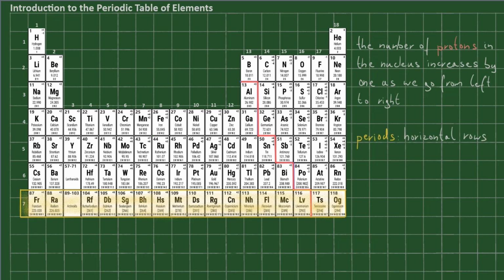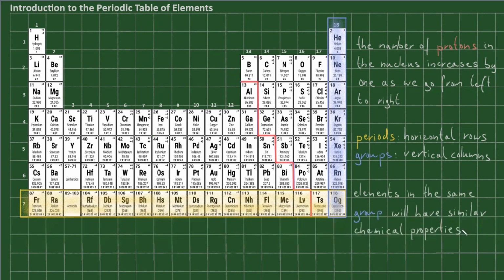Groups, on the other hand, are the vertical columns. And right now, in blue, I have highlighted the first group. And again, I can move the highlighted section to highlight the second group, third, fourth, and so on all the way across. So the groups are the vertical columns. Please note that elements that are in the same group will have similar chemical properties. So for example, all of the elements in group 18, helium, neon, argon, krypton, and so on, will have similar chemical properties.